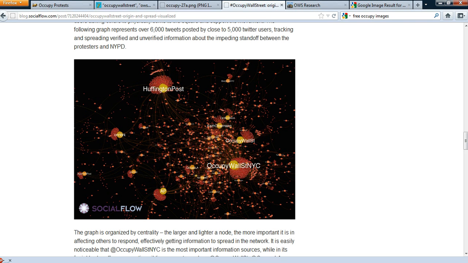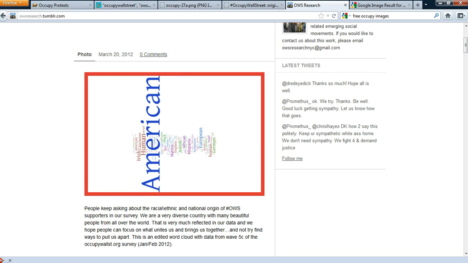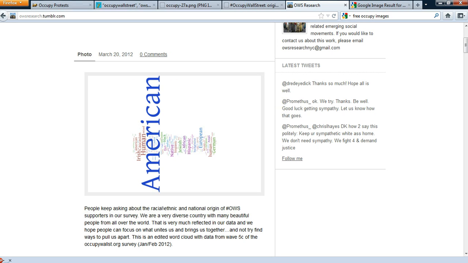So I think I understand network visualizations now, but are there any other ways to communicate and visualize data through images? Yes. The OWS research website has a number of word clouds and other visualizations that represent survey data collected in January and February of this year. I like how these are called word clouds. So here we see the most commonly cited words from members of the movement about different topics, which is indicated by the relative size of the word.